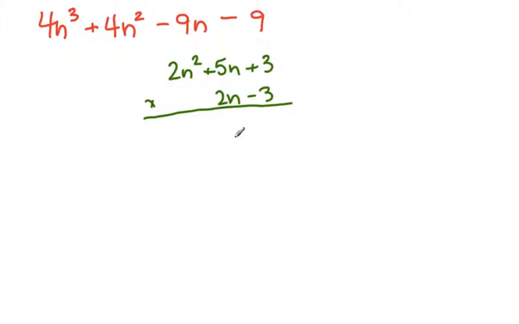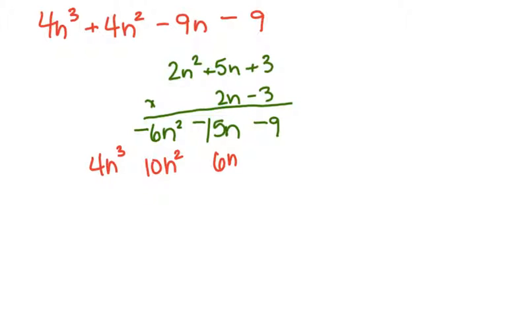All right. So we are going to start here. Negative 3 times 3 is negative 9. Negative 3 times 5n, negative 15n. Negative 3 times 2n squared is negative 6n squared. 2n times 3 is 6n. 2n times 5n is 10n squared. 2n times 2n squared is 4n cubed.